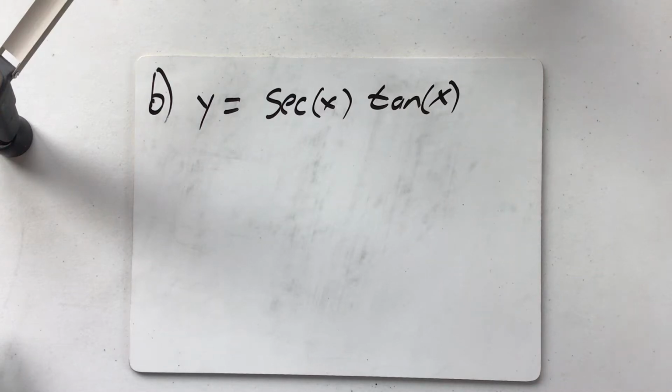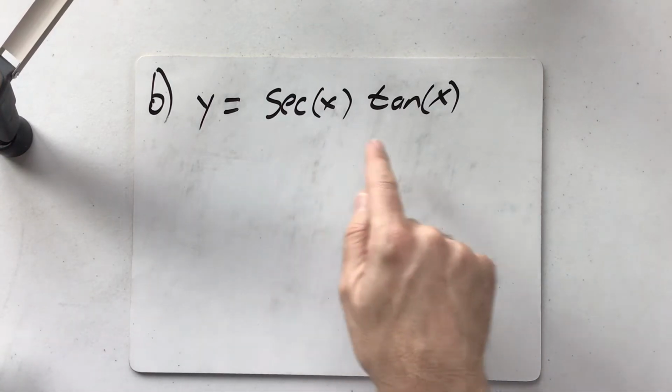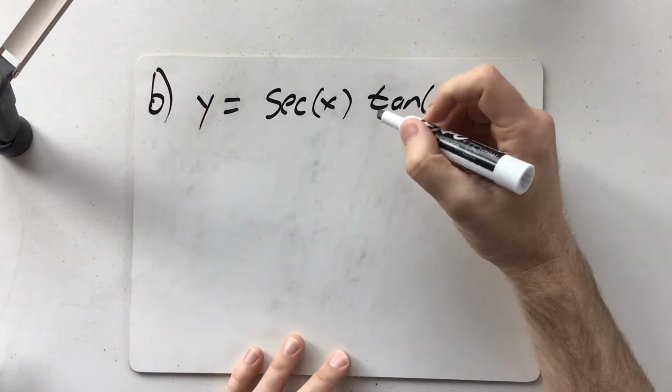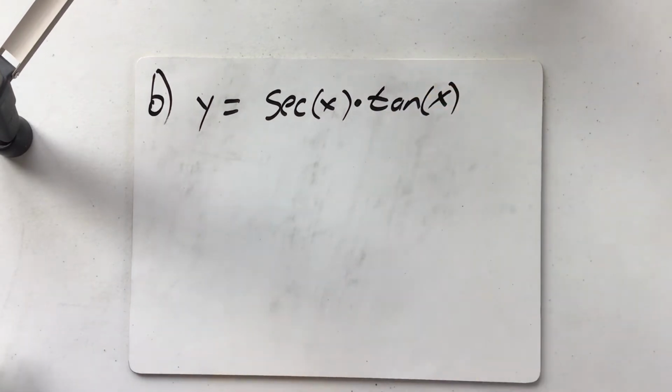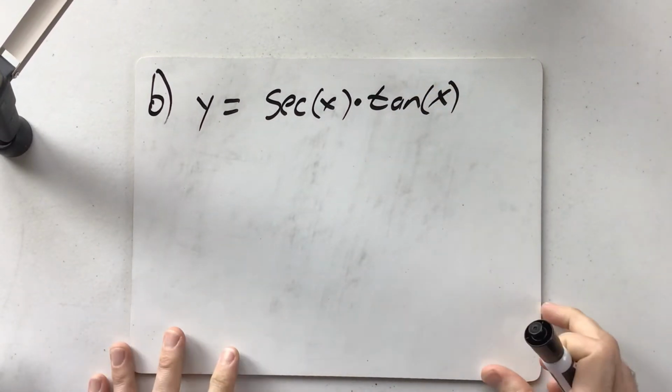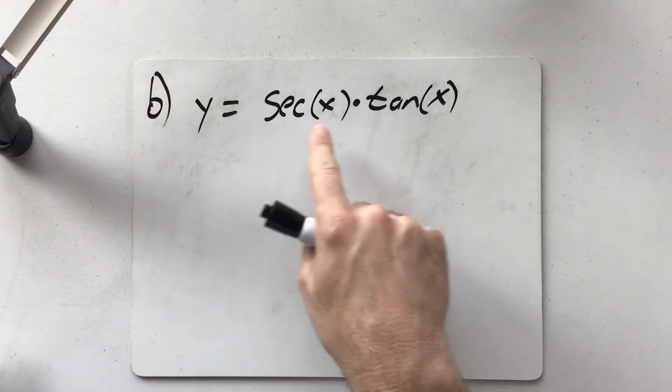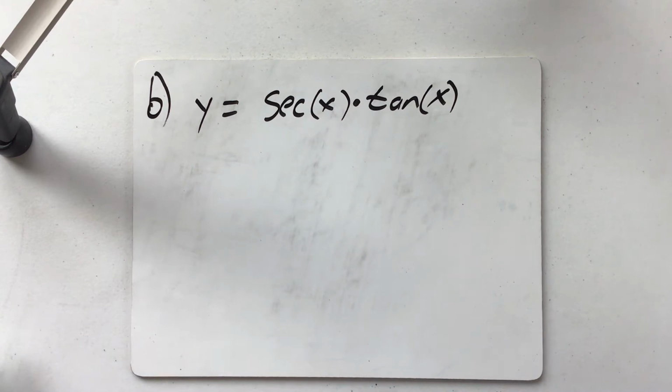All right, now we're ready to find the derivative of secant x tangent x. This one we do have to apply a rule to, and the reason why is because these two are multiplied by each other, secant x times the tangent of x. And we know that multiplication isn't nice and friendly like addition is. So we can't just multiply the derivatives together. Instead, we have to use the product rule.